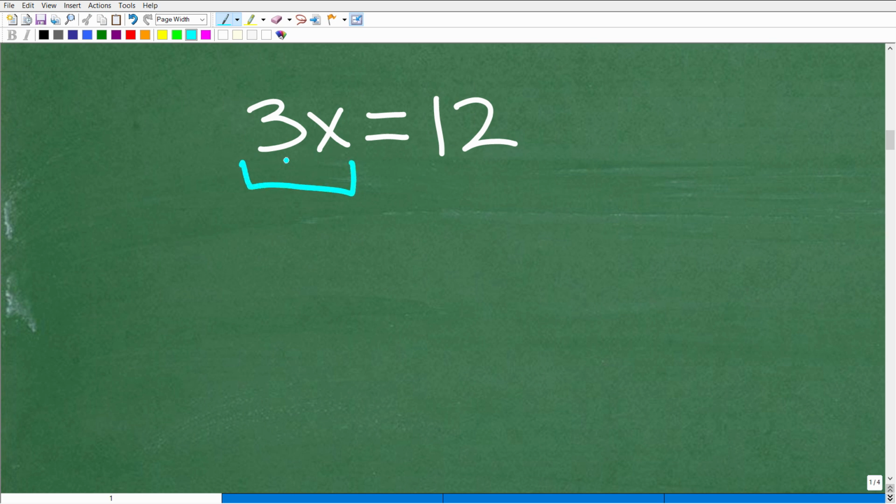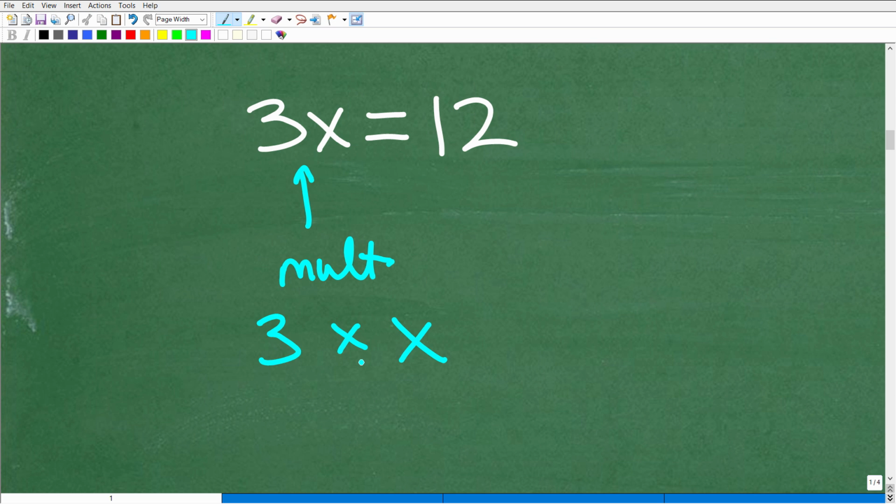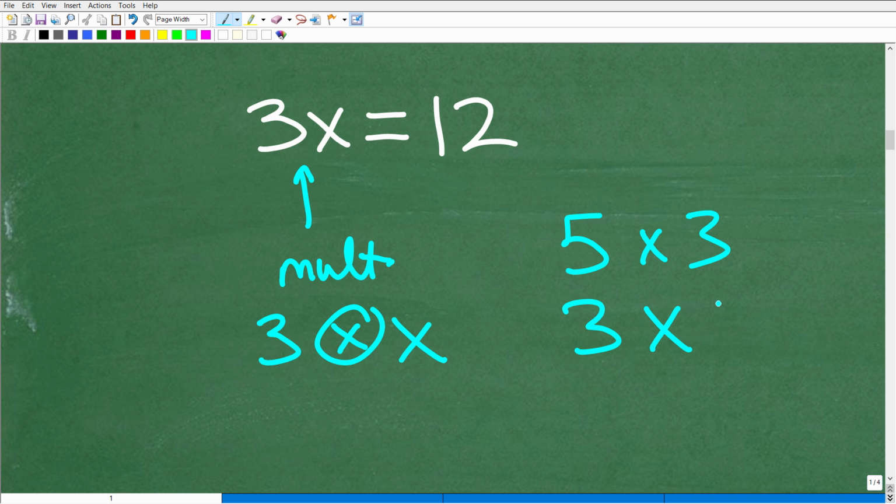So what is 3x? What does this mean in algebra when we write a number in front of a variable? This means multiplication. So this is really 3 times x. And that's the reason why we don't use the multiplication operator like 5 times 3. In algebra, if I want to say 3 times x, that would be written 3x.